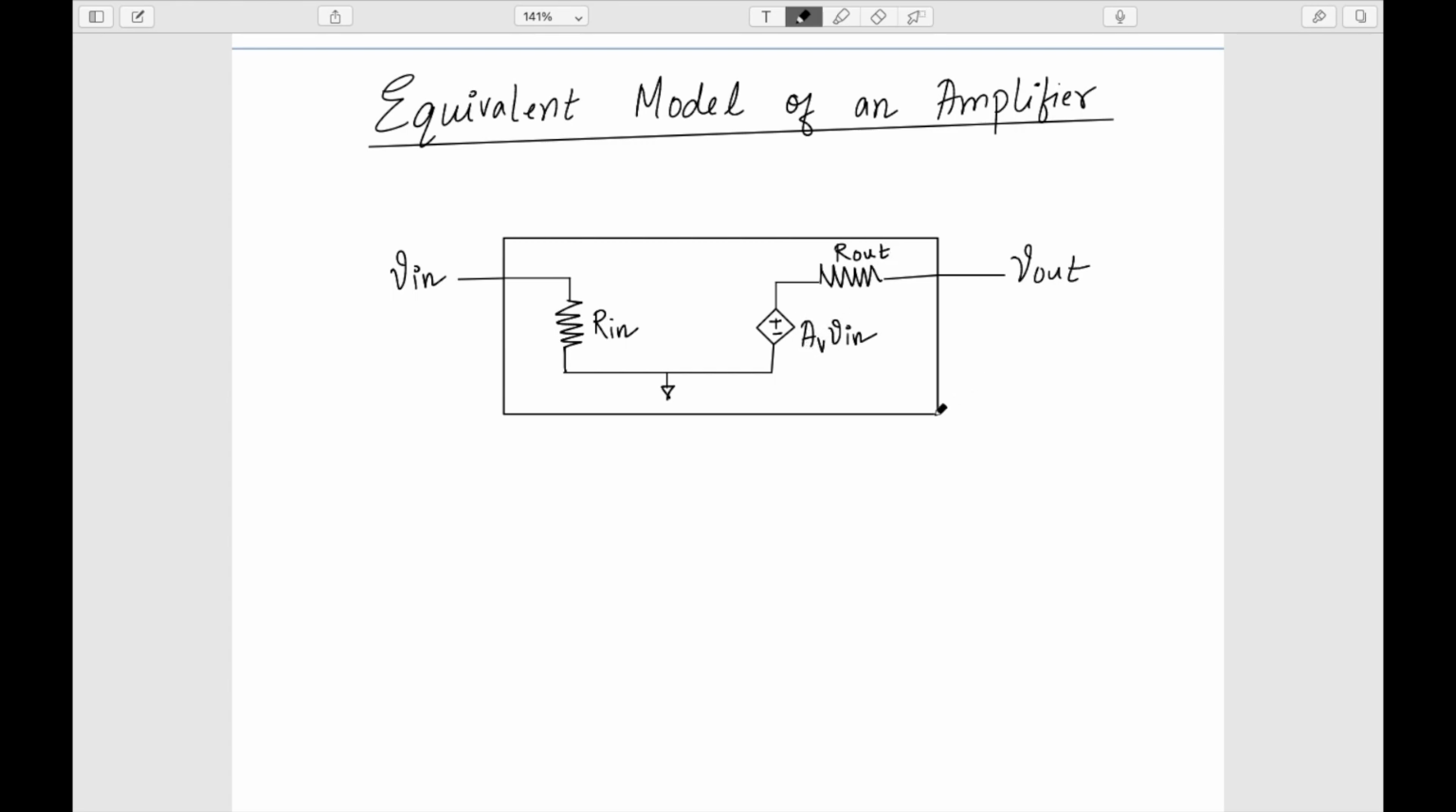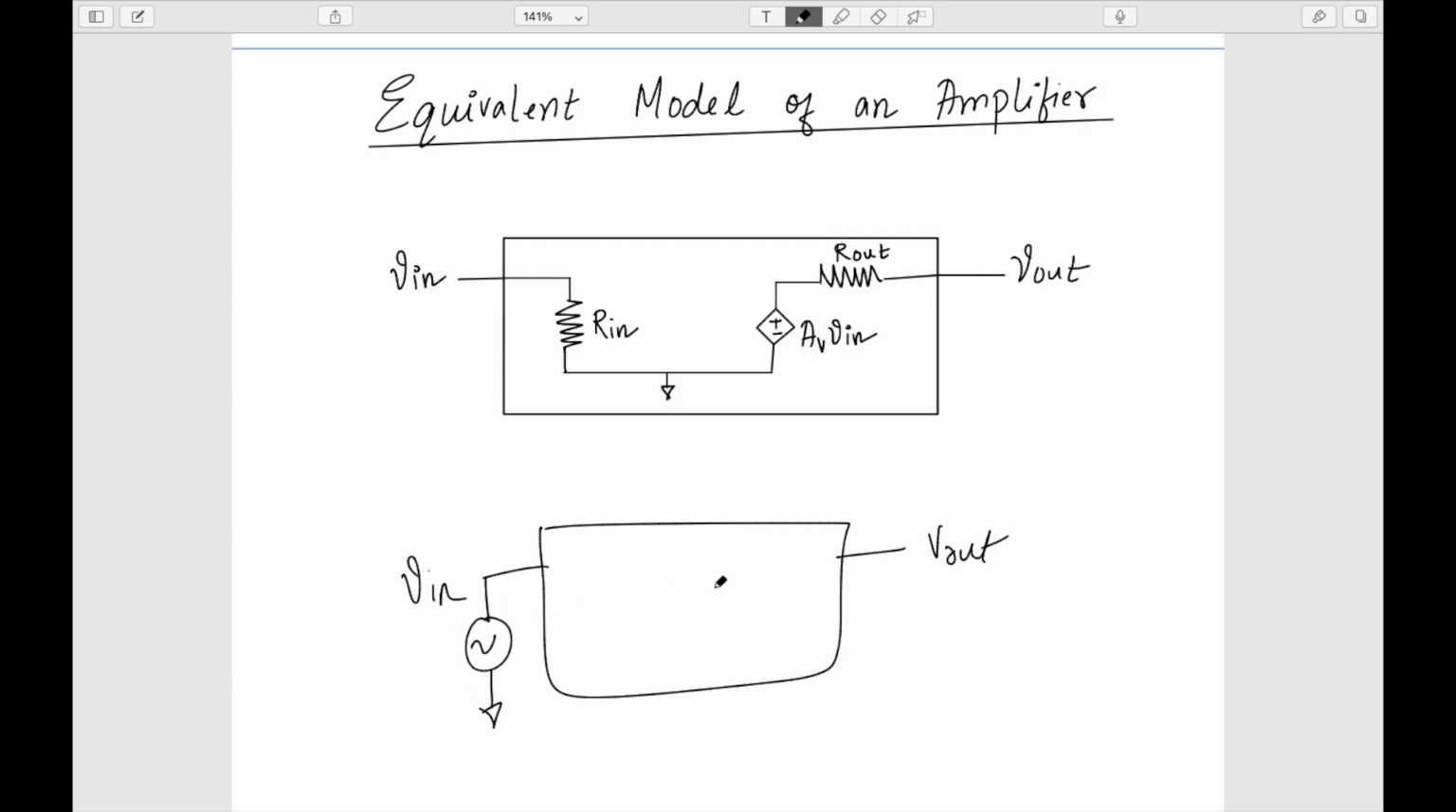Now, given a black box, I don't know what is inside this. I know that I have only a two port. This is my input and this is my V out. I don't know what is inside, so I am supposed to estimate what the R in, R out, and AV of this amplifier are. To do that, we just need to apply some stimulus, some signals from the outside, and see how the whole black box is responding. Depending upon how the black box responds, I can find out the parameters R in, R out, and AV. So let's see how to do that.